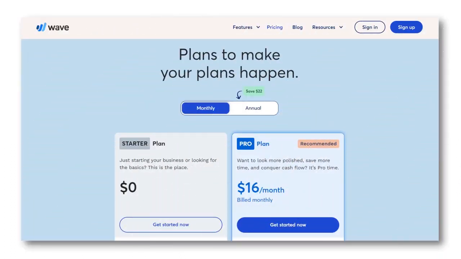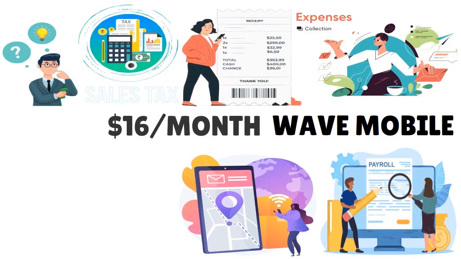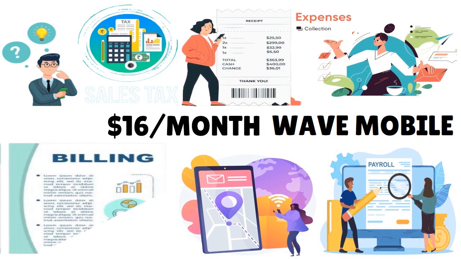I want you to look right now on the screen. Here is the pricing for Wave as of the date of this show. You have the Starter plan and you have the Pro plan. And you can see that it's pretty decent. The Pro plan is charging you $16 per month when billed monthly. If you want annual billing, you can actually save a lot more. So that's kind of important.